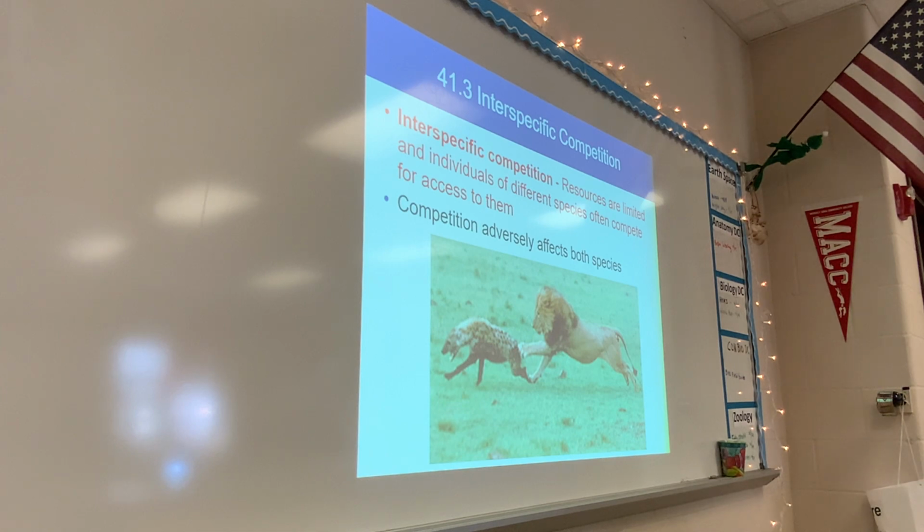I like this unit. This unit's really interesting. It's more interesting than some, because it's animals, so animals are cool. And you can pay attention to it without falling asleep. That's why I studied this.